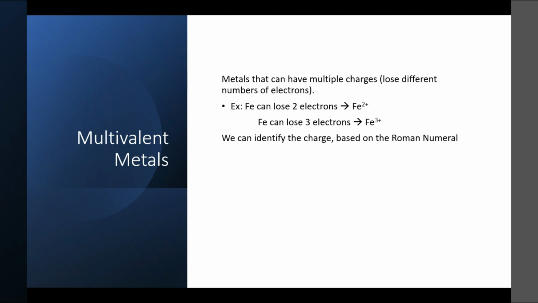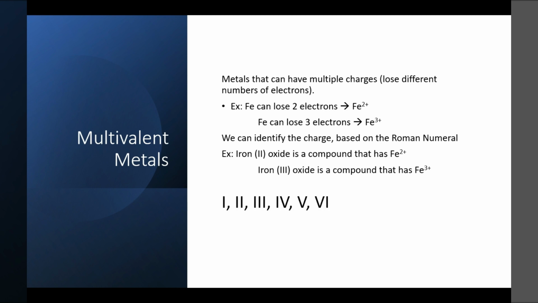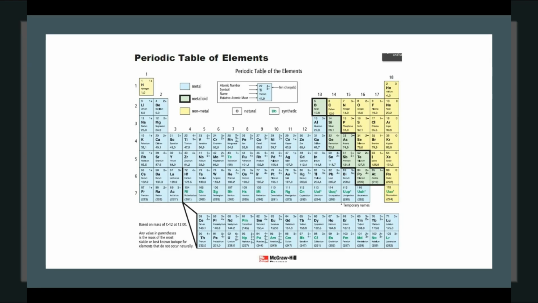We can only identify the charge based on the Roman numeral. So iron, when written in a compound, will be iron 2 oxide. That would indicate that this compound has iron that has a +2 charge, or iron 3 oxide, which would indicate that the compound has iron with a +3 charge. If you do not know how to write the Roman numerals 1 through 6, please make sure to copy these down, starting with number 1. 1, 2, 3, 4, 5, 6. So that is how we indicate the charge of our multivalent cation, our multivalent metal.